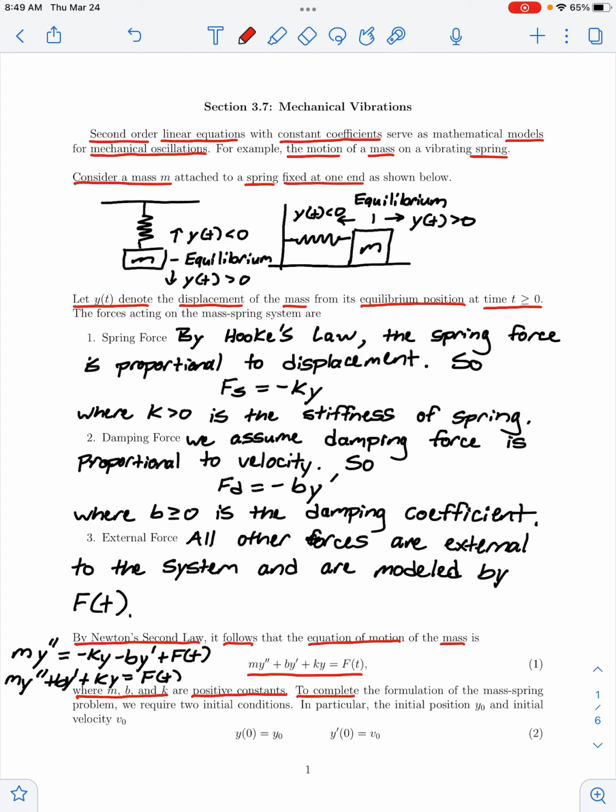Now, to complete the formulation of our model for this mass spring problem, we need two initial conditions. And these are usually given as the initial position, y naught, and the initial velocity, v naught, of our mass. So we would say that y at time 0, the initial displacement, is y naught, and y prime at time 0, the initial velocity, is this v naught quantity.